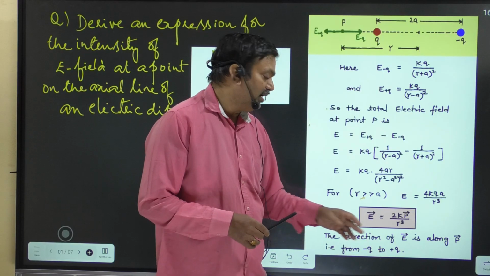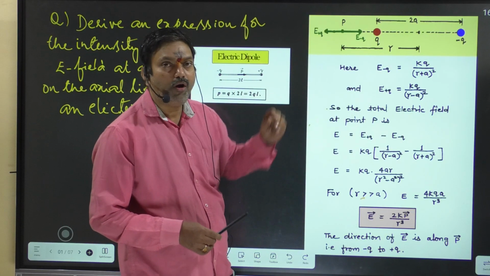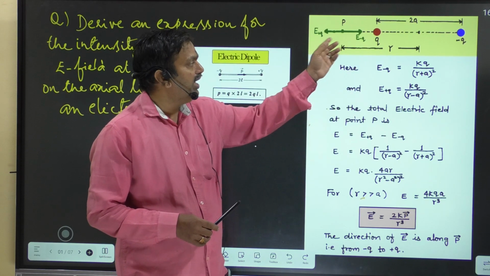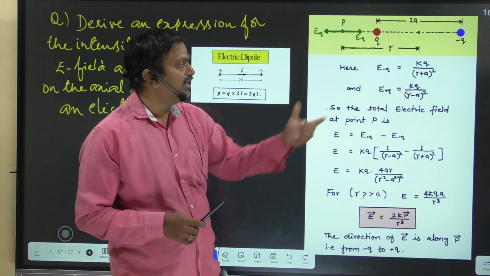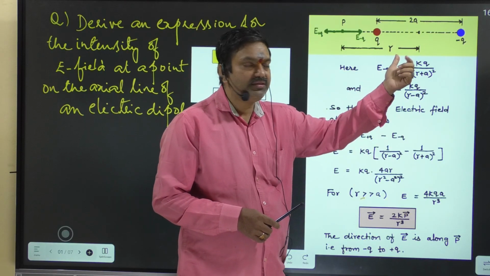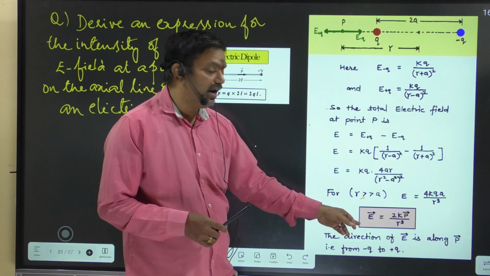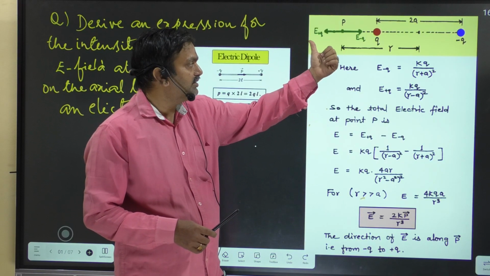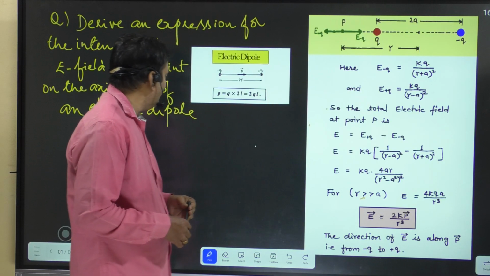So 2K into P bar by R cube becomes, in terms of magnitude, the total electric field at a point which is at a distance of small r units on the axial line. Axial line means the axis of the dipole, which is nothing but the line joining the two polarities. So on the same line, you are going to get an electric field expression directed along the same line joining them. Fine, that is the first case.